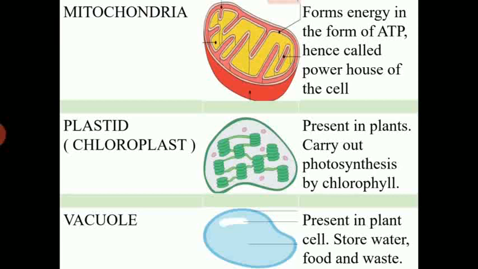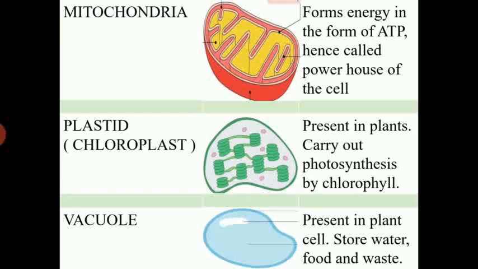Next organelle, and a very important organelle, is called mitochondria. So you can see how it looks like. It is somewhat sausage shaped, but various shapes of mitochondria are present in different types of organisms. So mitochondria is related to energy formation. So inside the cell, the organelle which is responsible for energy synthesis is mitochondria. So mitochondria forms energy, and that is why it is called powerhouse of the cell.